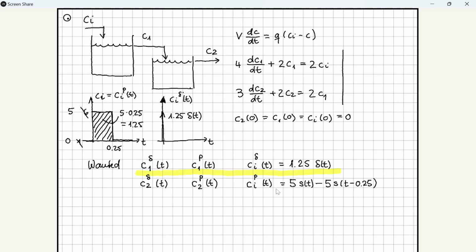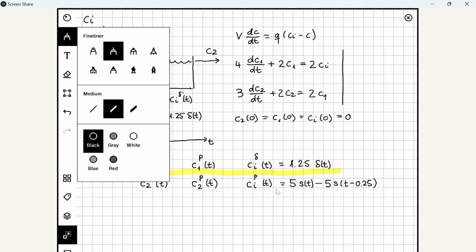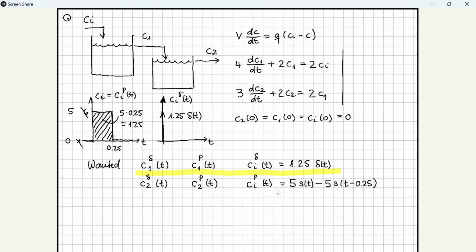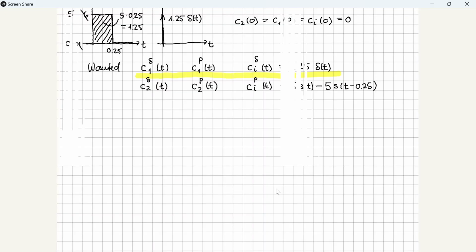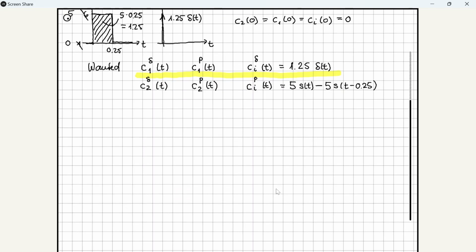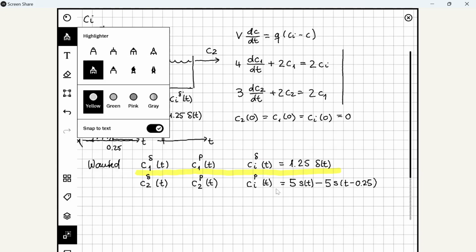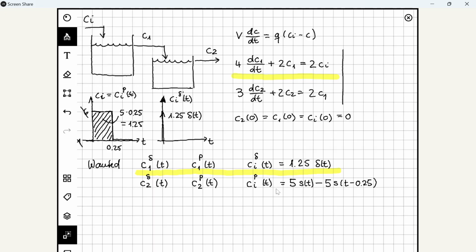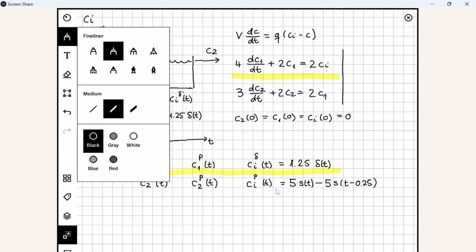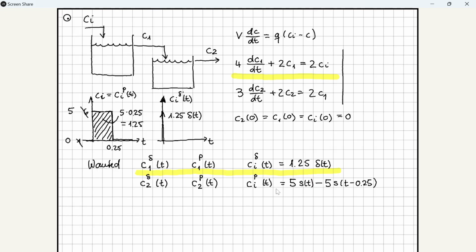We're only interested in C1, because once we have C1, maybe we can figure out what C2 is. And we've done that. I'm just repeating it. Okay, so let's have a look. We have our differential equation, which I've just moved away from the screen: 4 times dc1 over dt plus 2c1 equals 2 times ci.